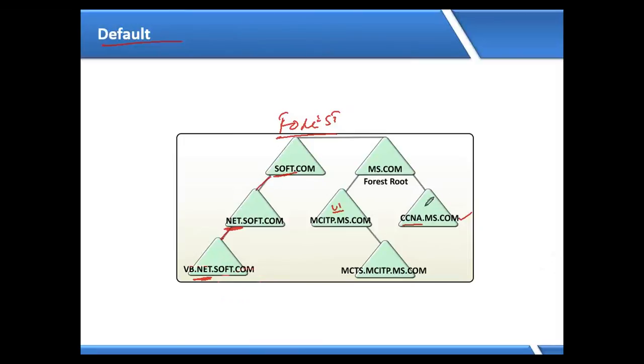Now for example, U1 of MCITP wants to log into CCNA, so he will contact the parent, ms.com. Then the ms.com request comes to MCITP. After reaching MCITP, the user can log in. He can log in, but the disadvantage is that logon authentication will be slow. You need to contact all individual domains. To overcome this, we can configure a trust called shortcut trust. That is the second type, shortcut.